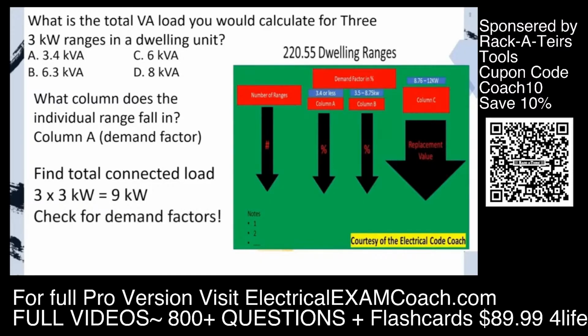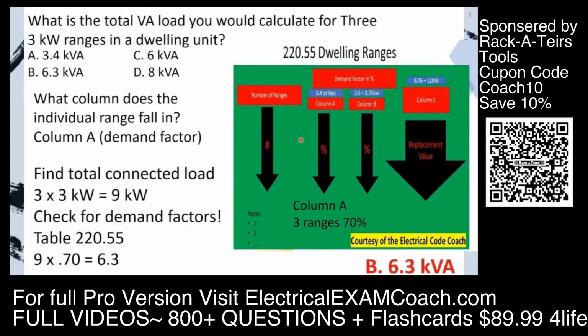Now we check for demand factors. We're going to start on the left-hand side of the table and find our number of ranges. Then we're going to come over and find our demand factor. We find that the demand factor for 3 ranges in column A is 70%. Now, all we have to do is multiply. We take our 9 kW multiplied by our demand factor. That gives us our new reduced load, and we're going to select B.